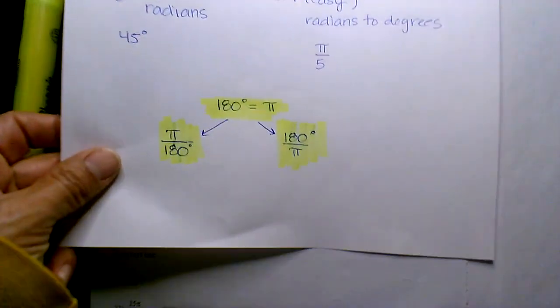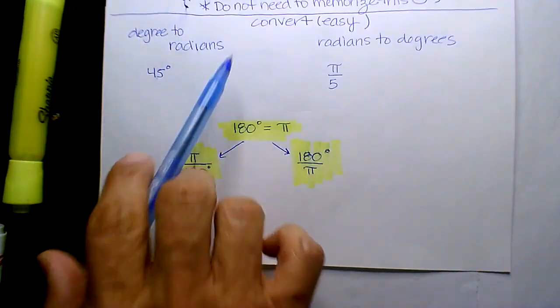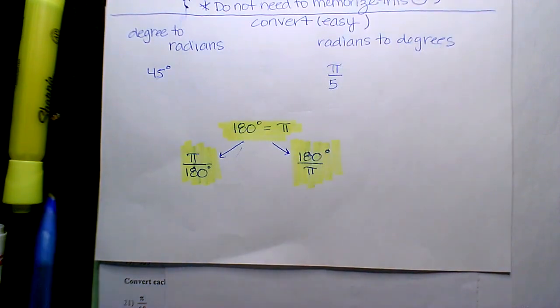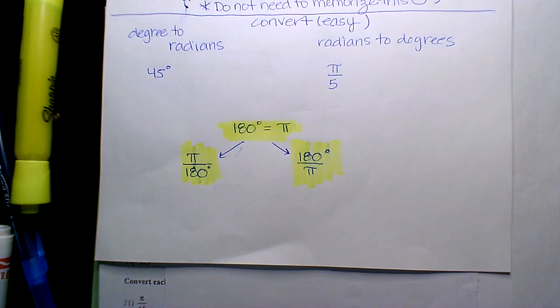So when you're converting, if it's degrees to radians, it's pi over 180. If it's radians to degrees, it's 180 over pi. All right, I'll turn it off.